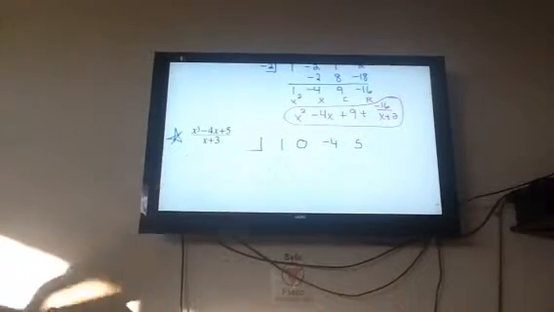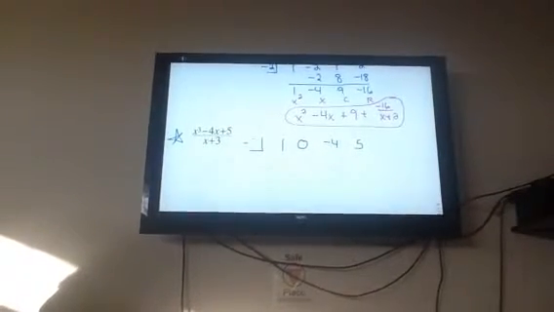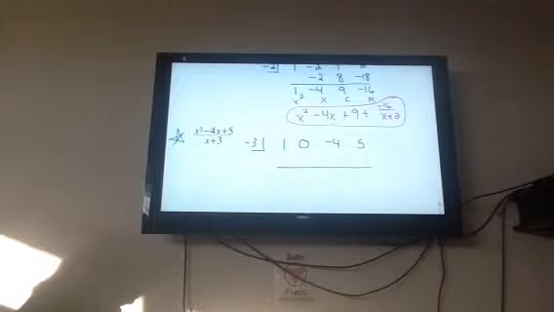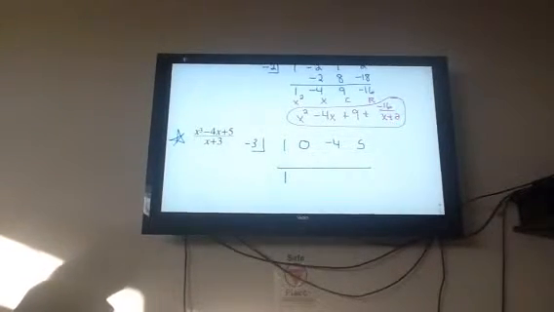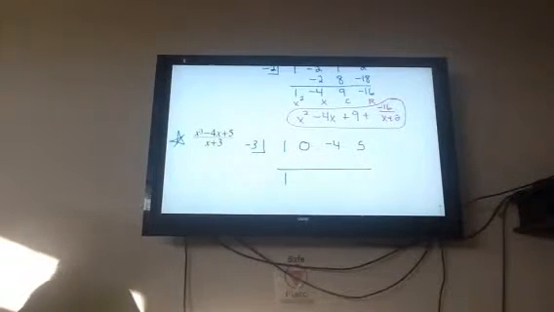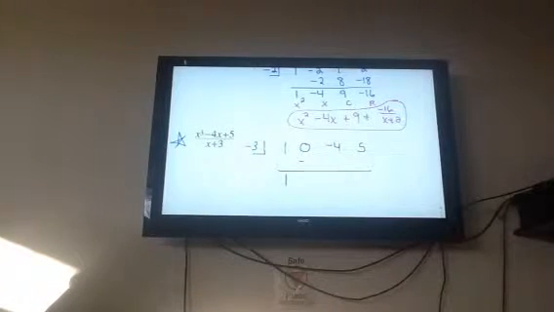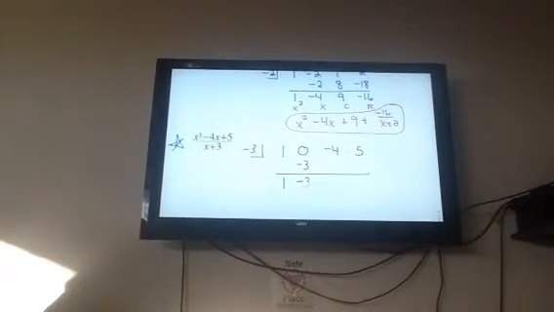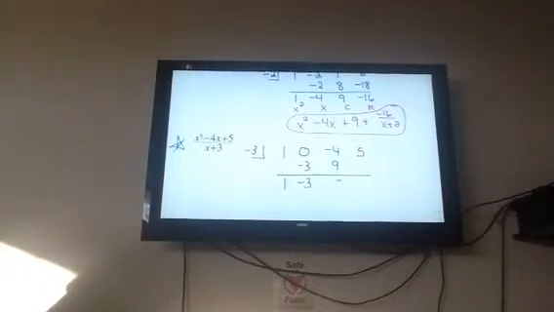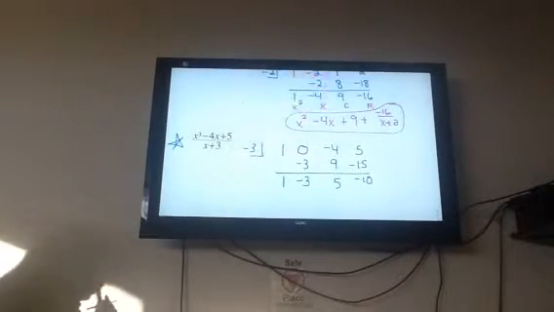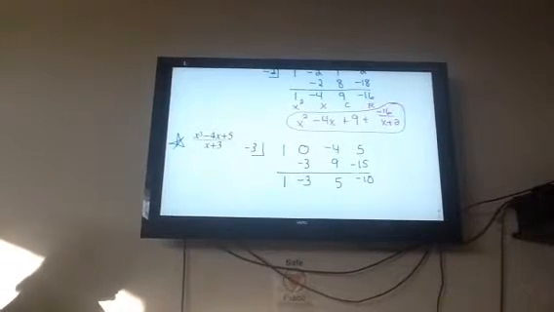I'm dividing by x plus 3, so in my little box I'm going to put a minus 3. Leave a little space. The first number comes down below the line. So again, not difficult, but you got to remember that rule. So I'm going to multiply. Negative 3 times 1 is negative 3. Add. Multiply. Negative 3 times negative 3 is 9. Add. Multiply. Negative 3 times 5 is negative 15. Add. So make sure you get a 0 put in there if there's a term missing.